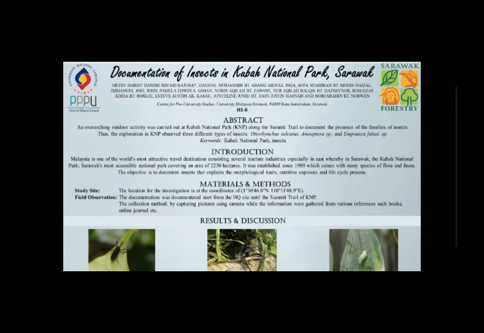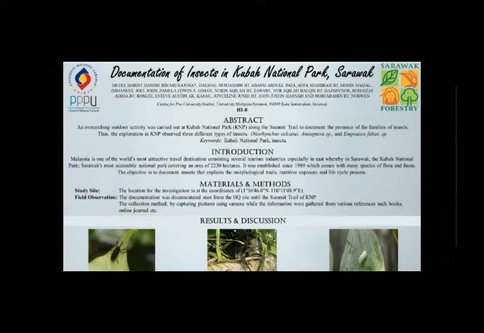As the beginning of the presentation, I would like to start with the abstract. An overarching outdoor activity was carried out at Kubah National Park K&P along the Sam Trail to document the presence of the families of insects. Thus, the exploration in K&P observed three different types of insects, which are Otiorhynchus sulcatus, Anisoptera species, and Empoasca fabae species. The keywords are Kubah National Park and insects.